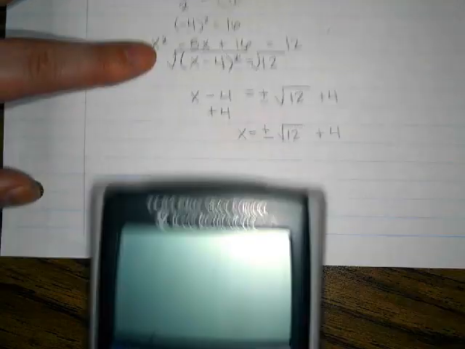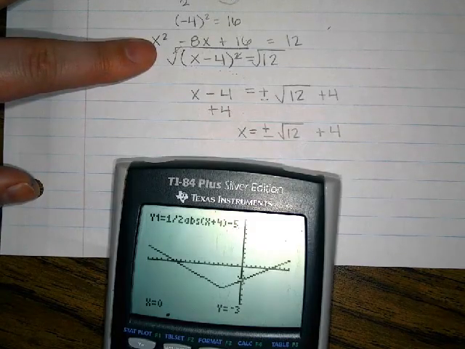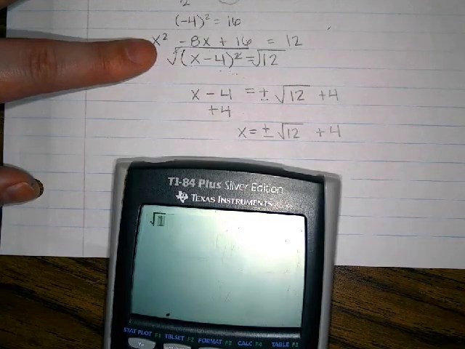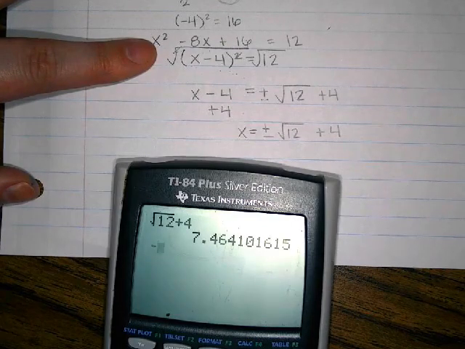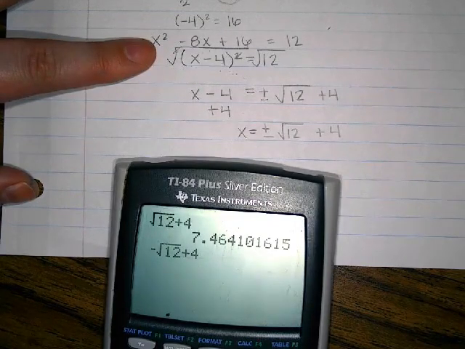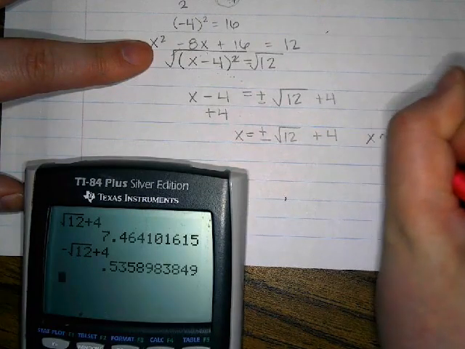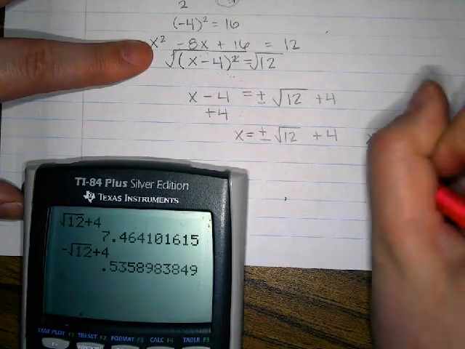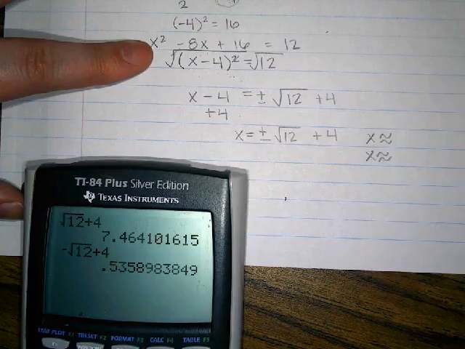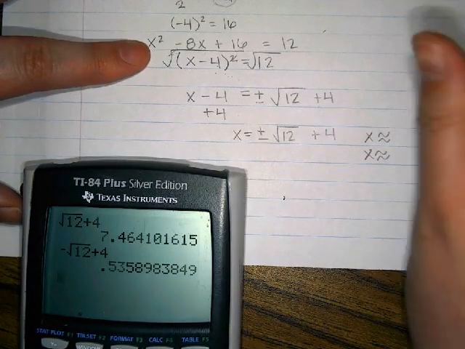So we're going to do positive square root 12, add 4. Negative square root 12, add 4. Okay, so I'm going to write these down. I'm going to put a squiggly equal sign. You don't have to if you don't want to. I put a squiggly equal sign just because I have decimals and I'm going to round them when I write them down.